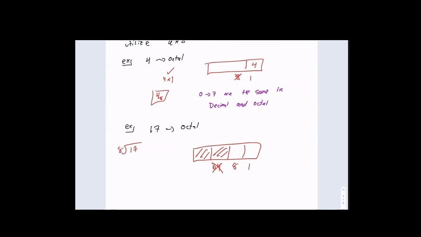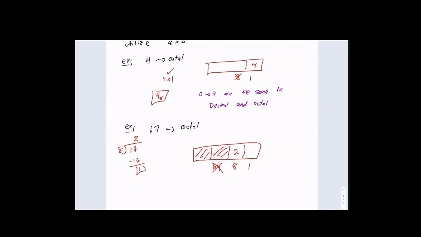How many 8s in 18? 2, and there's a remainder of 1. So it's 2, and that gives me 16. Now I've got 1 left over, so now I need to divide this 1.